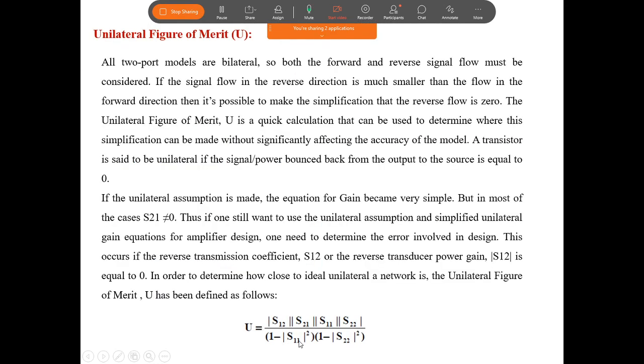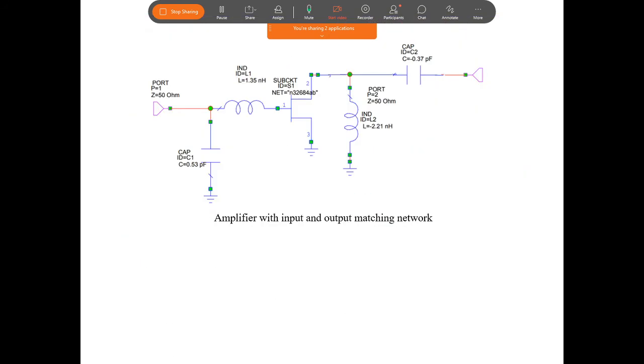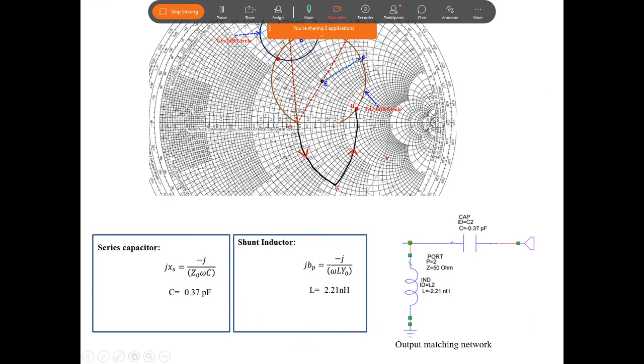So this is about the unilateral figure of merit and the amplifier constant gain circles: how to choose the gain, how to draw the constant gain circles on the Smith chart, and how to design the matching network. This is about the design. I have not discussed the L matching network much because it's already studied. You should go through that. Those who have forgotten, please go through that. To do the problem, you should remember it.